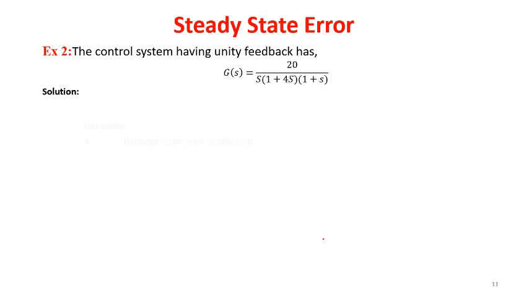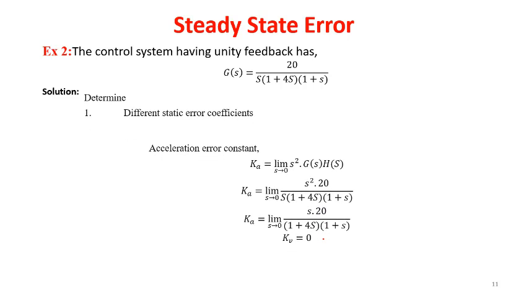Next, similarly, we need to find out the acceleration error constant, that is given as Ka is equal to limit s tends to 0 of s square into G of s H of s. So we get limit s square into 20 by s (1 plus 4s)(1 plus s). Here the s and this s square get cancelled, remains with s times 20. So putting s is equal to 0, this will be 0.